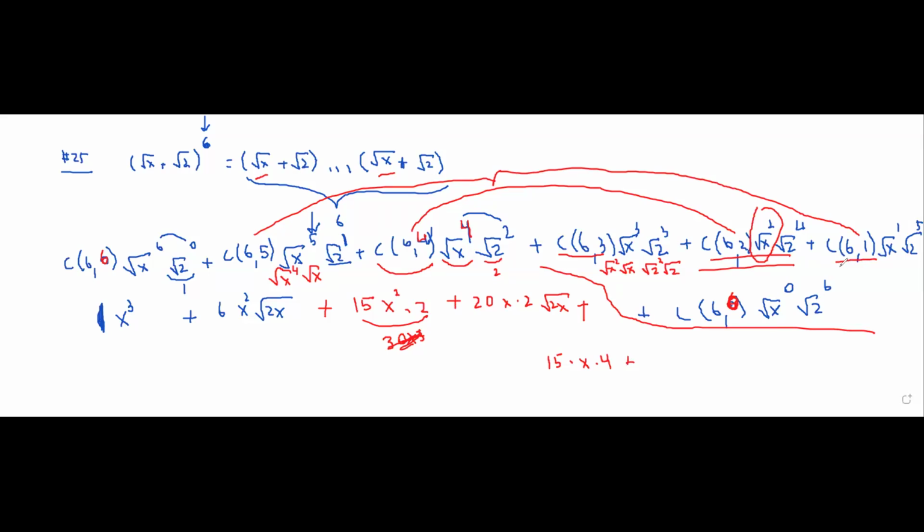Finally, we get to the end. It's 6 choose 1, which is just a 6. And the radical x stays, and there's a square root of 2 that I could think of as square root 2 to the 4th, right?